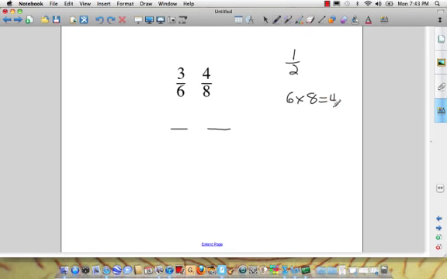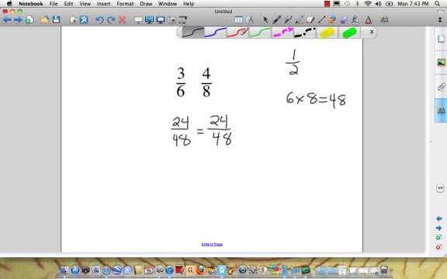6 times 8 is 48. When you do that, you're guaranteed to get a common denominator. 48, 48. All right, so 6 was multiplied by 8, and 3 times 8 is 24. Okay, 8 was multiplied by 6, so 4 times 6 is 24. And you see that they're equal. Now, here is the shortcut that most people learn when doing this.